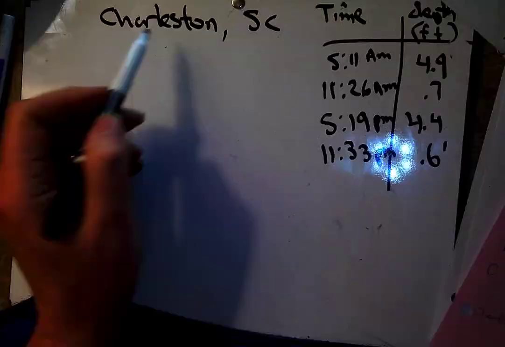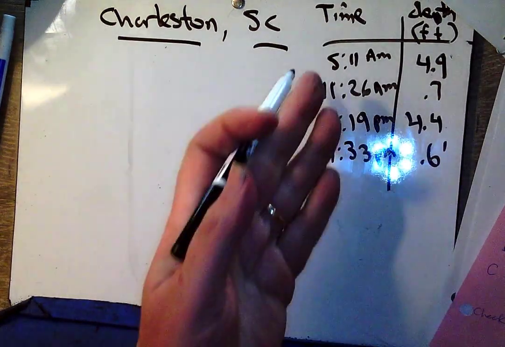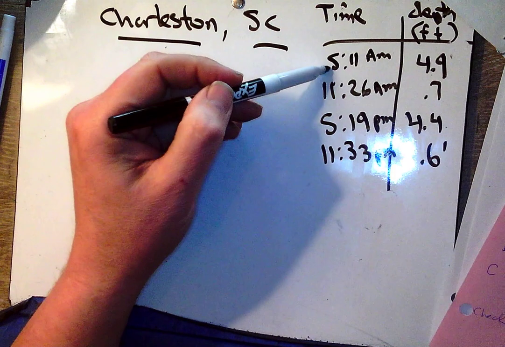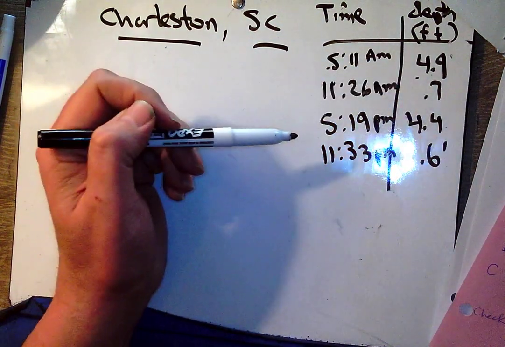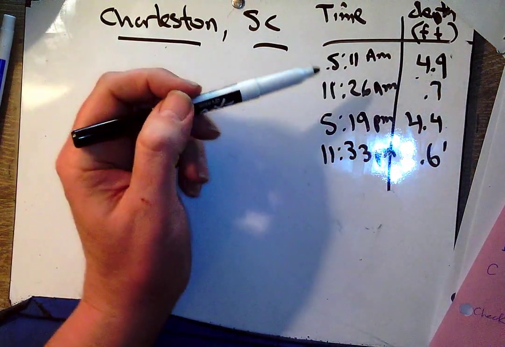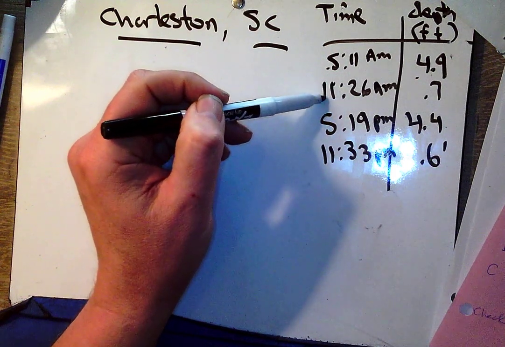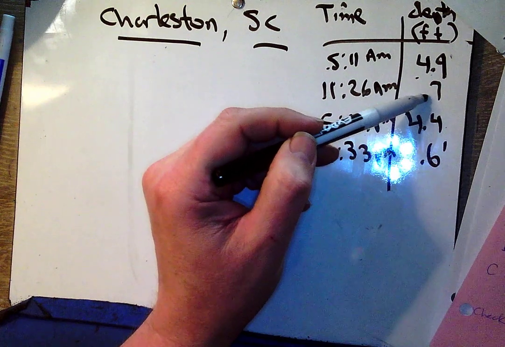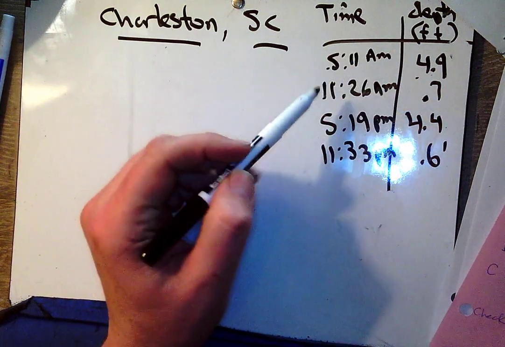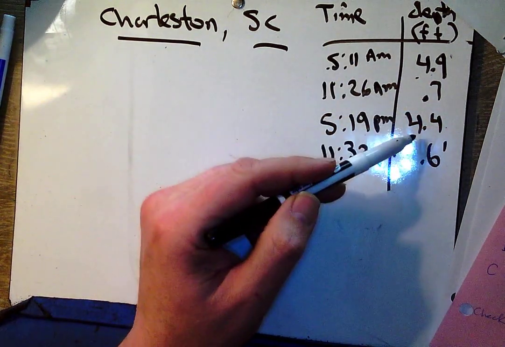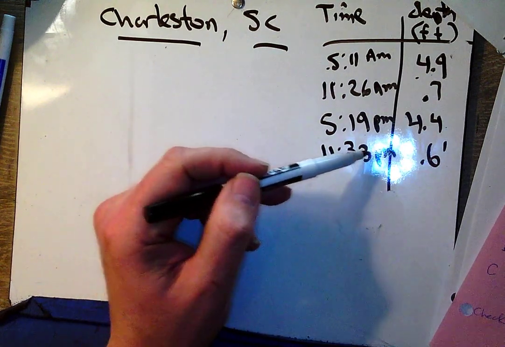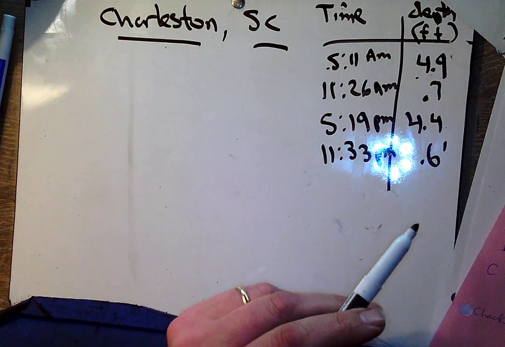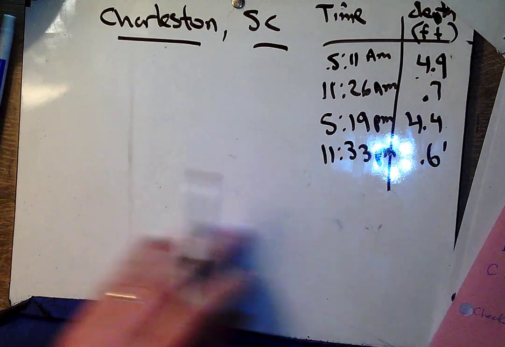So Charleston, South Carolina has some tide height that I looked up. At 5:11 a.m., the depth at the end of the pier was 4.9 feet. About 6 hours later, we have low tide, 0.7 feet. At 5:19 p.m., back up to high tide, and at 11:33 p.m., a little before midnight, we're back at low tide, 0.6.